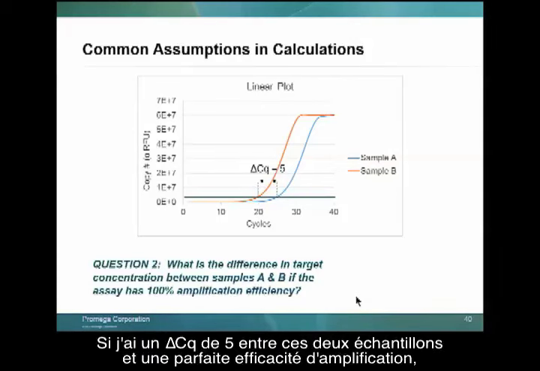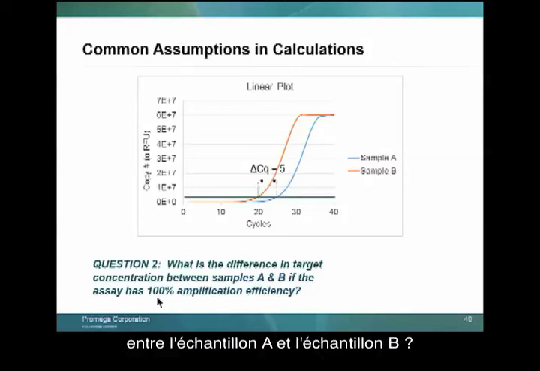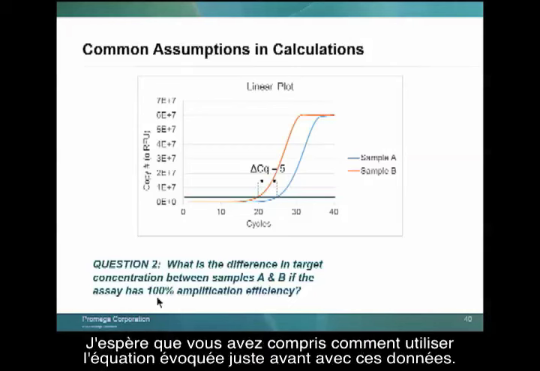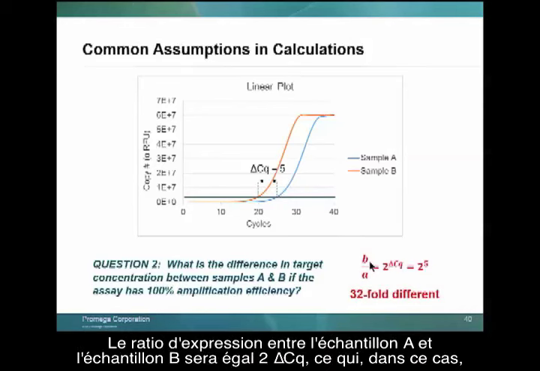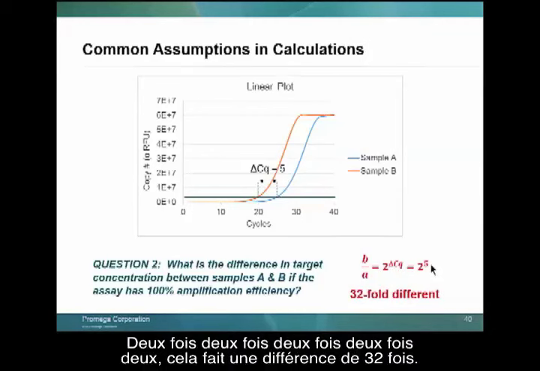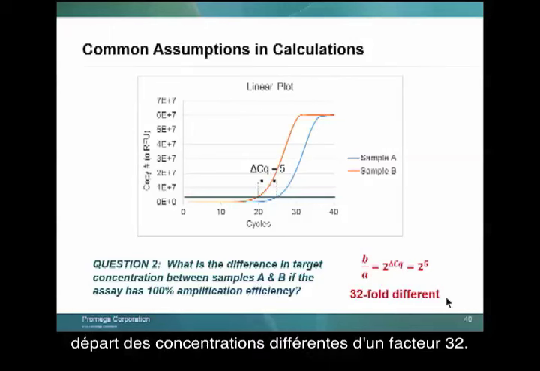If I have a delta Cq between these two samples of 5 and perfect amplification efficiency, I want you to take a moment now to figure out what the expression difference is between sample A and sample B. And I'll give you a few seconds for that. So hopefully you've gotten as far as understanding where to plug the numbers in that equation that we talked about. The expression ratio between sample B and sample A is going to be 2 to the delta Cq, which here, in this case, is 5. 2 times 2 times 2 times 2 times 2 is 32-fold different. So we would say these two samples start with 32-fold different concentrations.